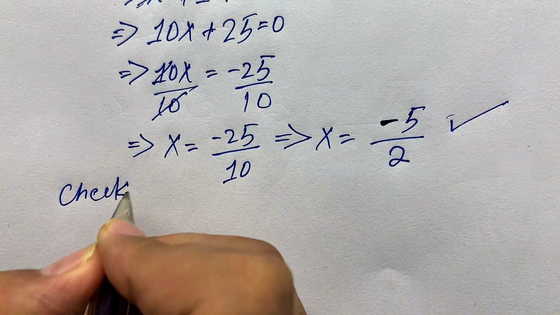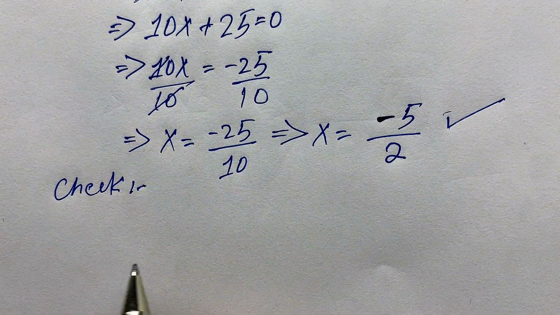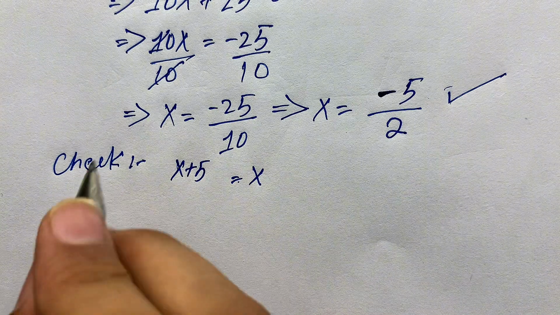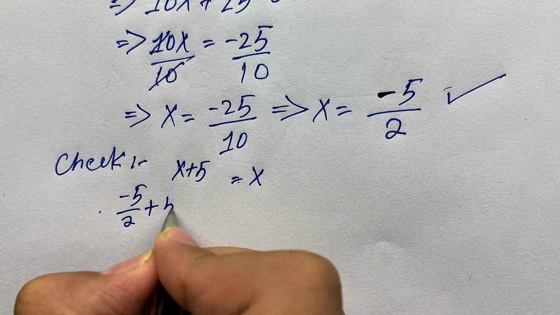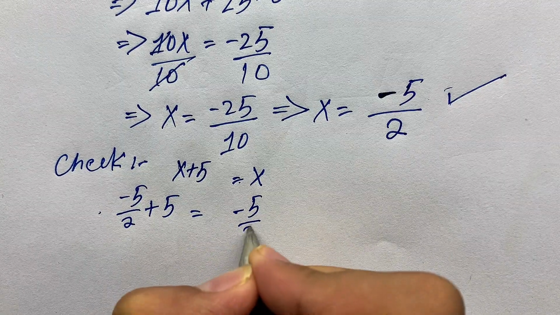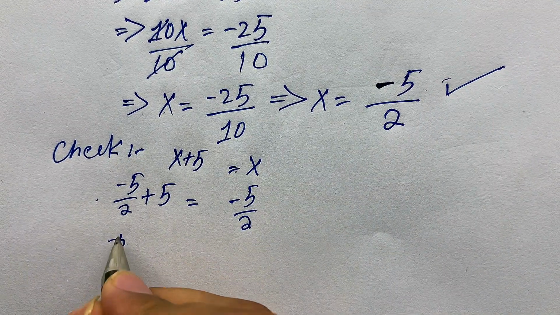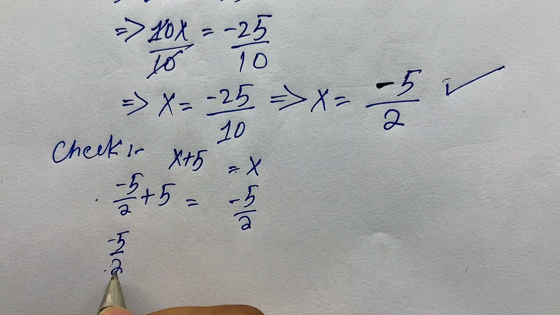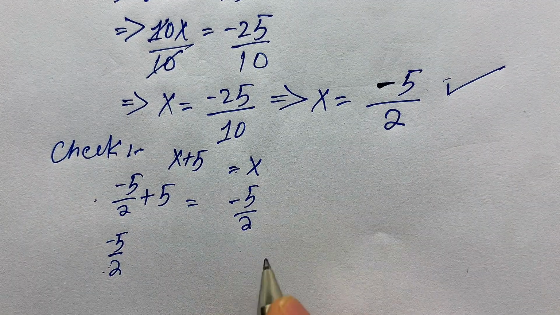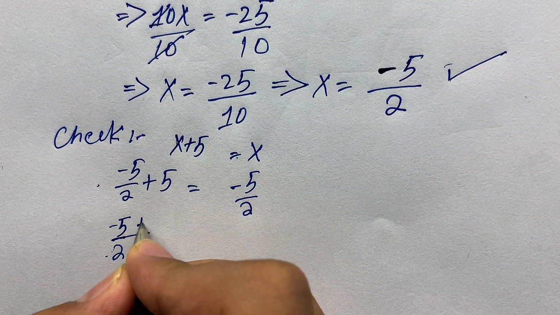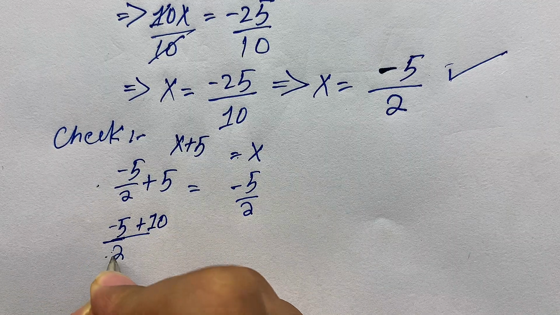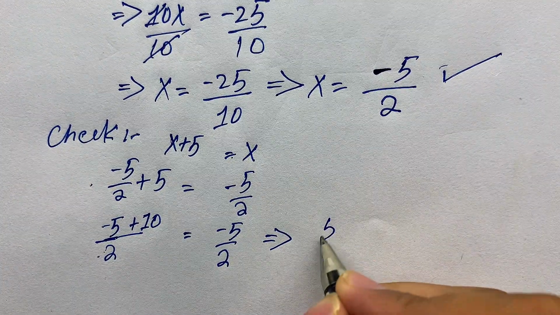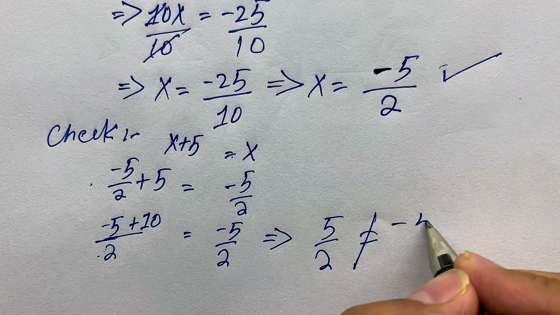Now we are checking this answer. This is a very short and tricky math problem. x + 5 = x, so -5/2 + 5 = -5/2, and this will be (-5 + 10) divided by 2 equal to -5 divided by 2, and this will be 5 divided by 2 is equal to or not equal to -5 divided by 2.